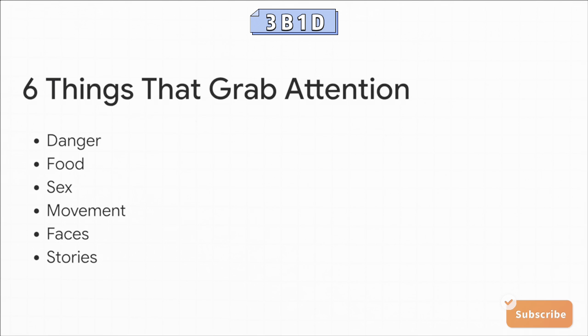So what gets past the bouncer? Well, research has shown there are 6 things our brains are just hardwired to notice. Things like danger, food, and sex, those are no-brainers for obvious evolutionary reasons. But it doesn't stop there. We're also wired to notice movement, to lock onto human faces, and to get drawn into compelling stories. When you see these things used in an app or a website, it's a direct and very effective appeal to that built-in attention filter.